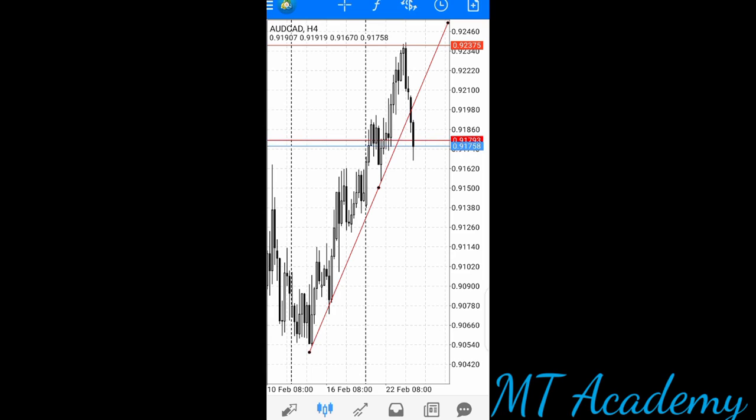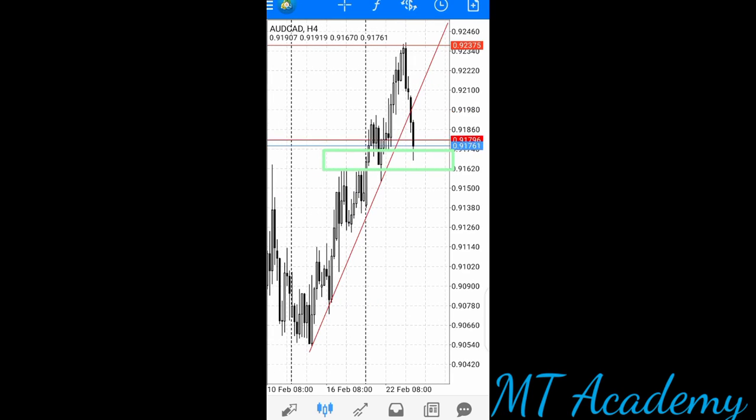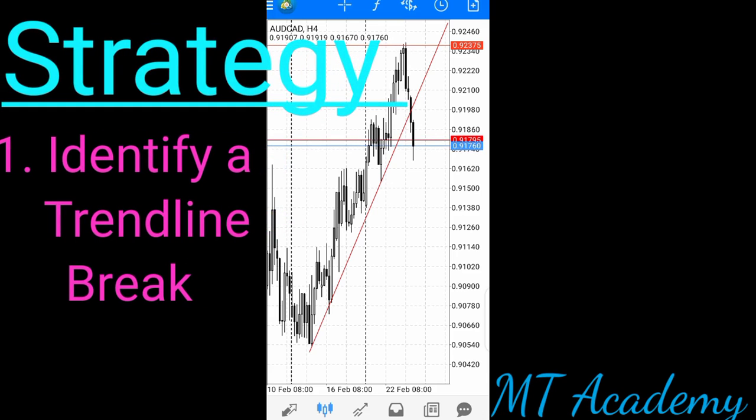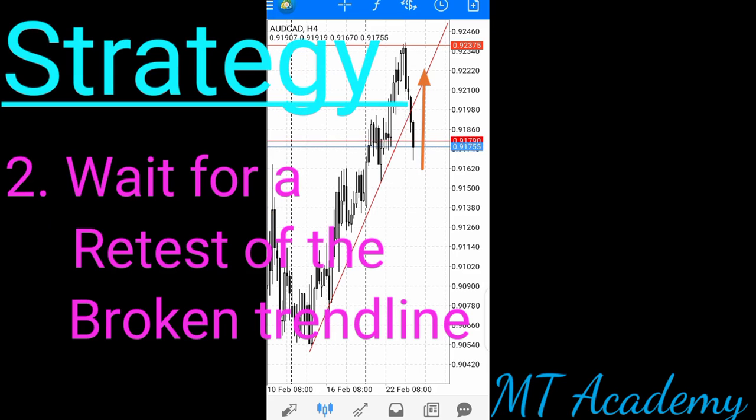Once you identify a certain trend, like in this case, it was an upward trend, and you've drawn your trend line, the next thing you wait for is to see how price reacts around the trend line. In this case, we can see that the price has broken the trend line. We are seeing a demand zone here. This is a demand zone. At this zone, price is going to struggle with moving down. So the strategy is, once a trend line is broken, wait for the retest. We call it the break and retest strategy.